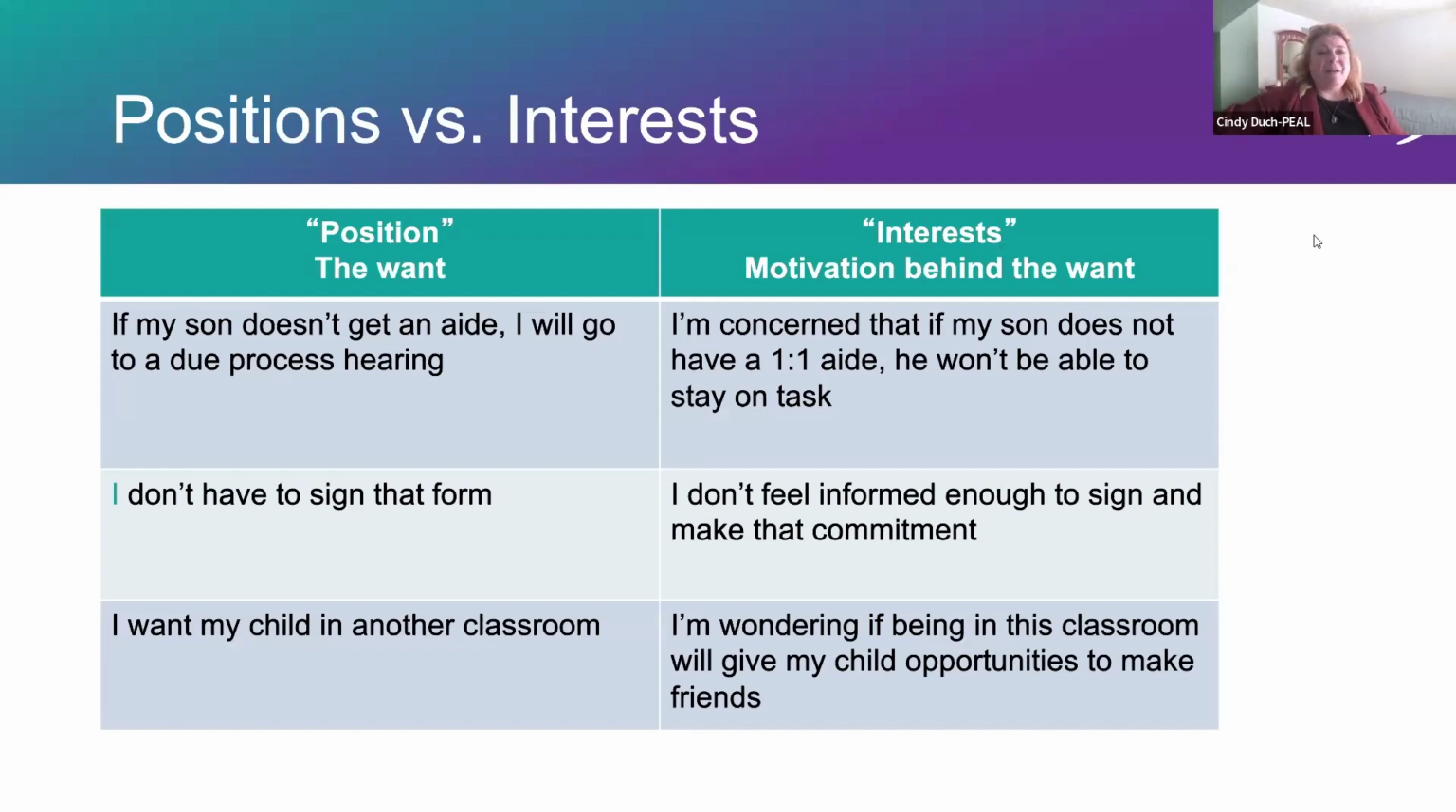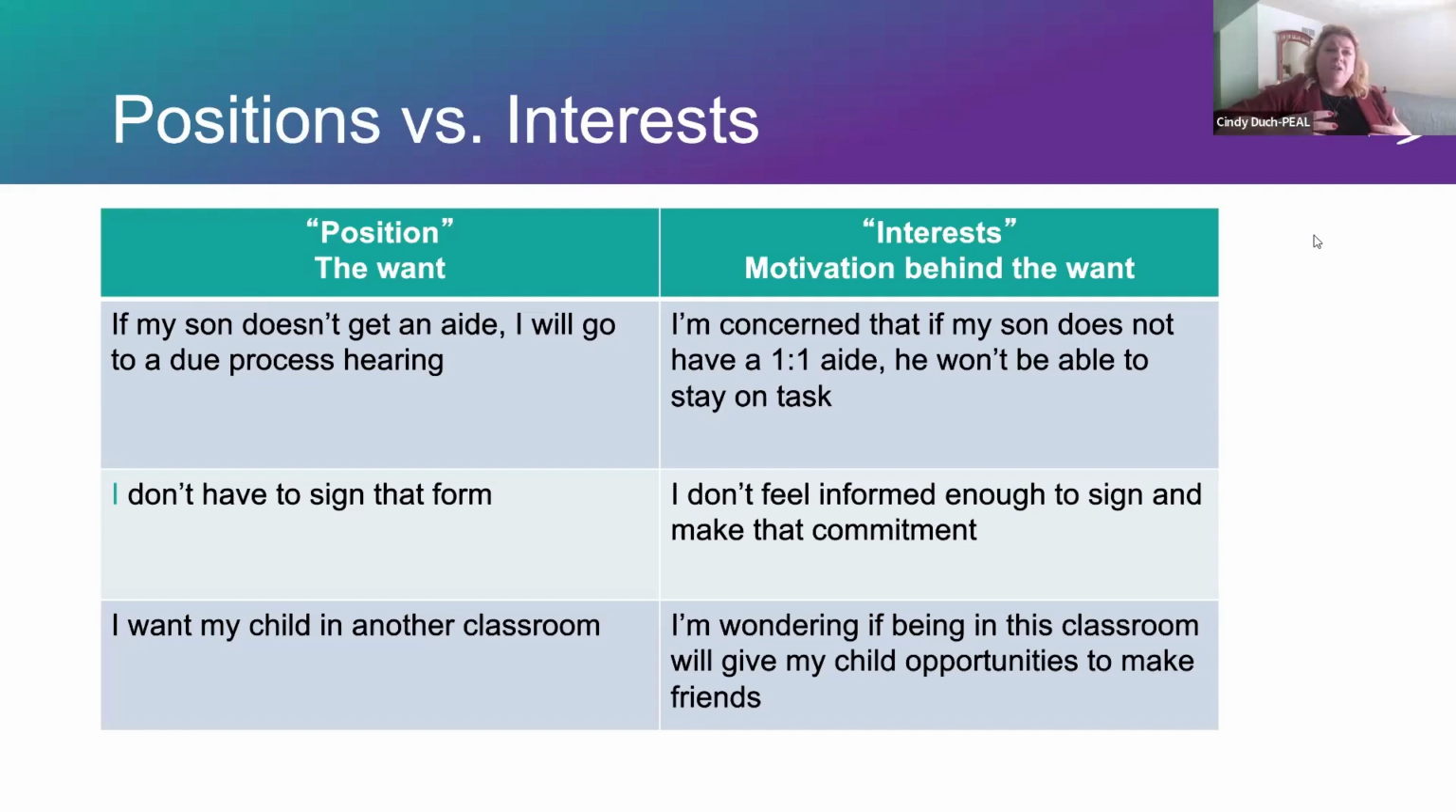This is a good place to talk about position versus interest, and to recognize the difference between the two and how they're going to work towards getting what you feel you need for your child. So when we talk about the position, this is the position you're taking. I'm not wavering from this. This is the position: if my son doesn't get an aid, I'm going to go to due process. Does it seem like effective communication? Probably not. Does the threat seem like it's going to work? Probably not. Due process is your right.